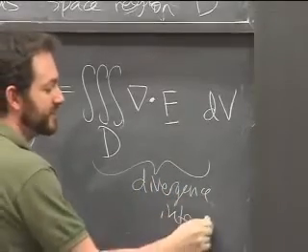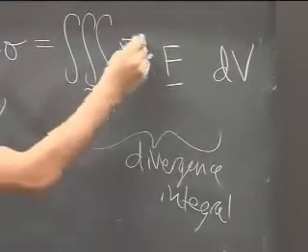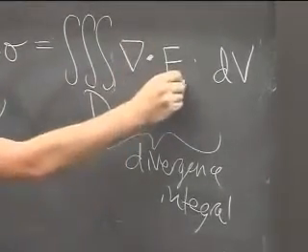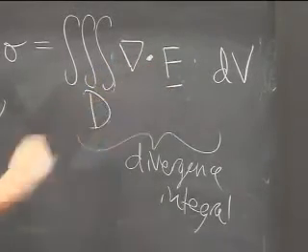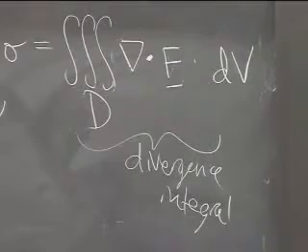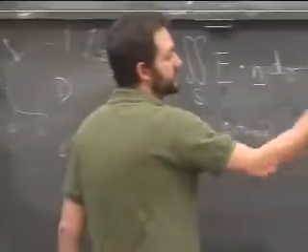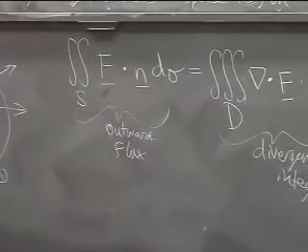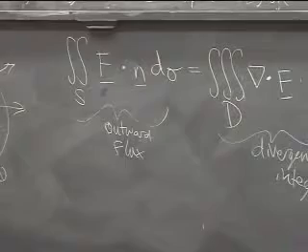This has exactly the same flavor. If we start with this, this is like a derivative of F. This is a differential operator. So this is a special derivative of F. And it's saying to integrate the derivative, and if you do integrate the derivative, you just get the boundary values. And in this case, the boundary of the D is the S.